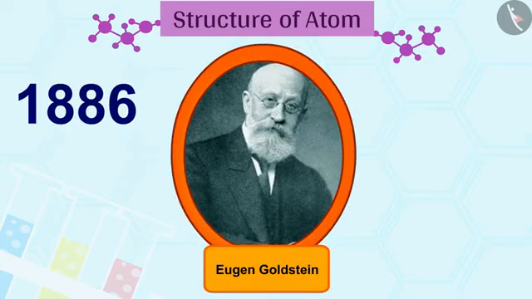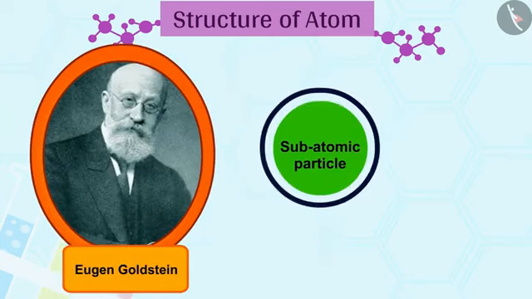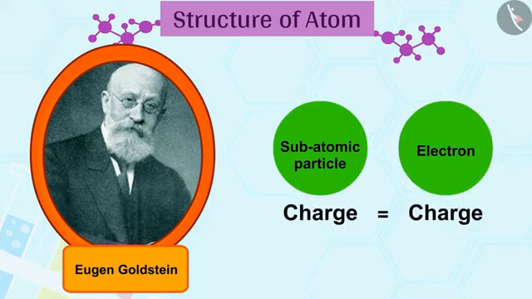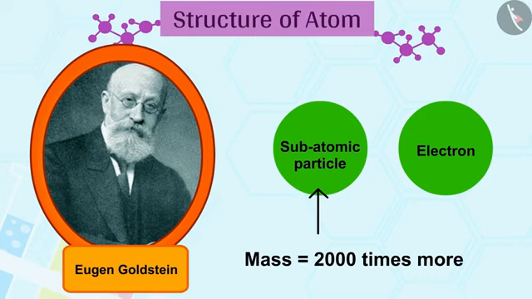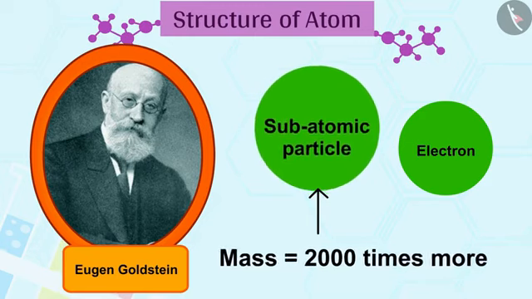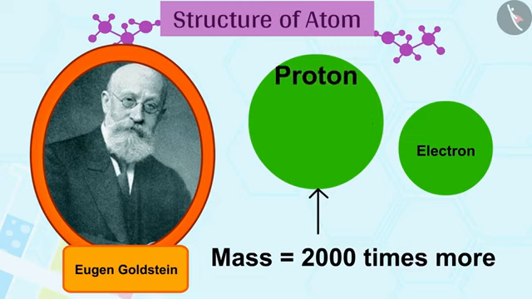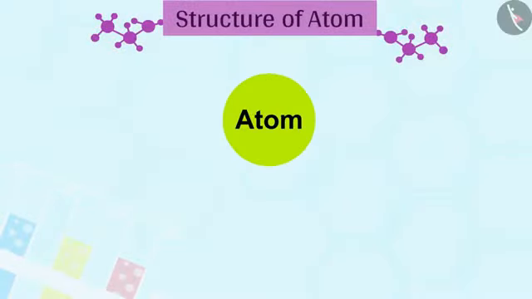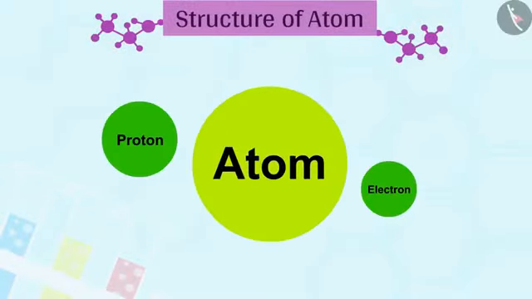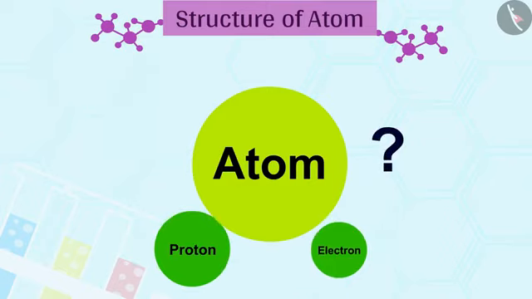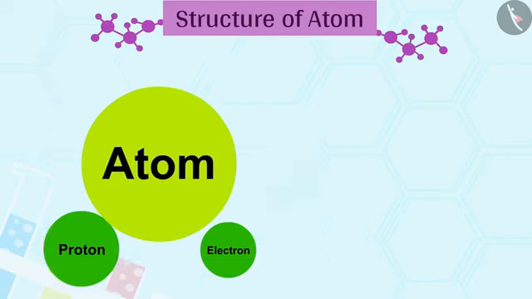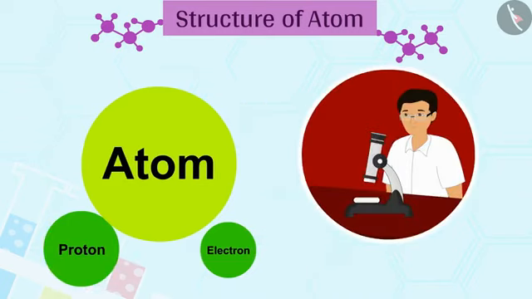In 1886, E. Goldstein discovered another subatomic particle whose charge was equal to, but opposite to the charge of the electron, and the mass was approximately 2000 times more than the electron. These particles were named proton. Now, the biggest question was how these particles structure the atom. To understand this, many scientists presented different types of models.